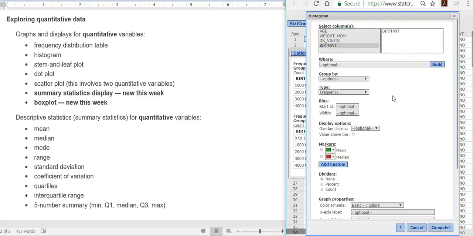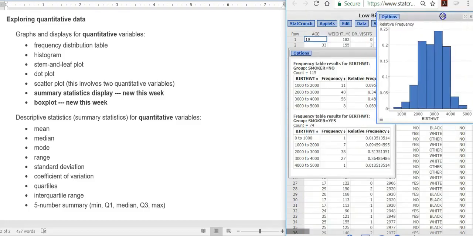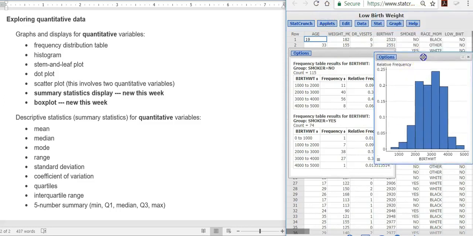And actually, before I do the group by, I'm going to look at the histogram for all of the babies. I'm going to change this to a relative frequency instead of a frequency. That way it'll be easier to compare with my other two graphs that I'm going to create.